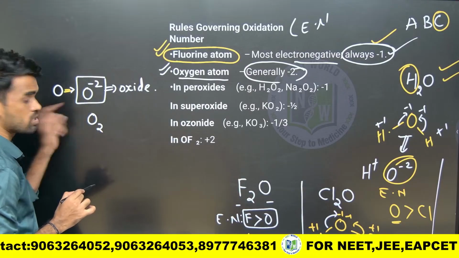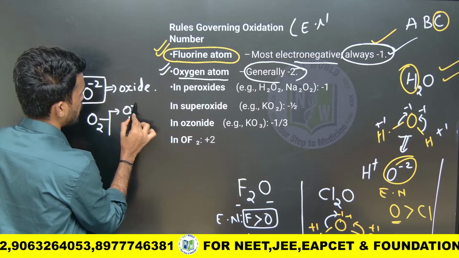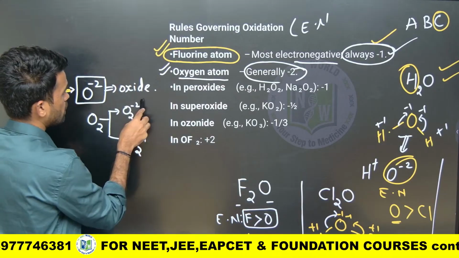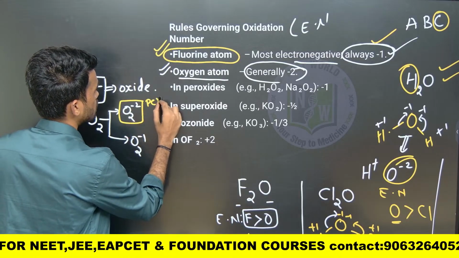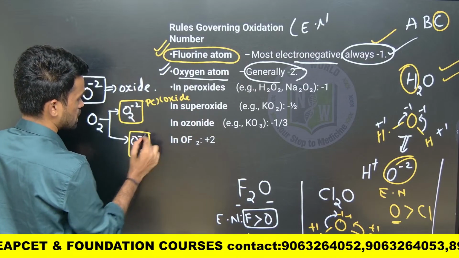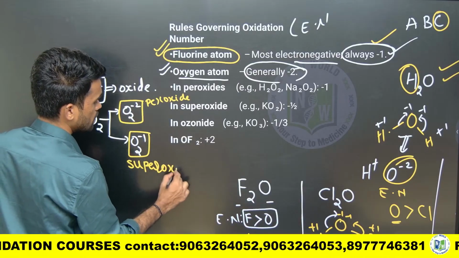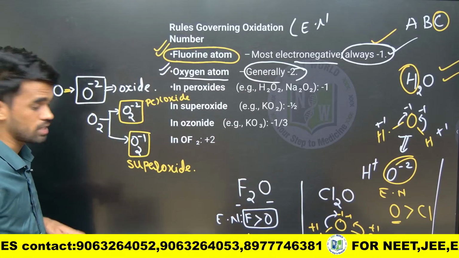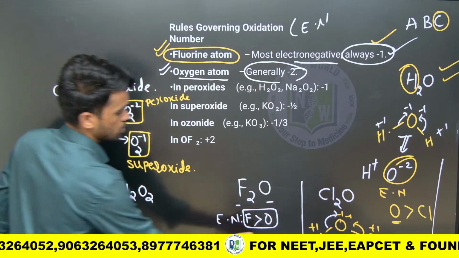Okay. So this oxygen molecule can exist in two forms: one is O2 2- like this, and O2 - like this. Whenever it is in -2 charge, you should say this as peroxide. What is that? Peroxide. Okay. Whenever the oxygen molecule has -1 charge, you should say this as superoxide. Okay. These are the things you should remember. Now you know hydrogen peroxide. So what is the formula of it? H2O2, right?